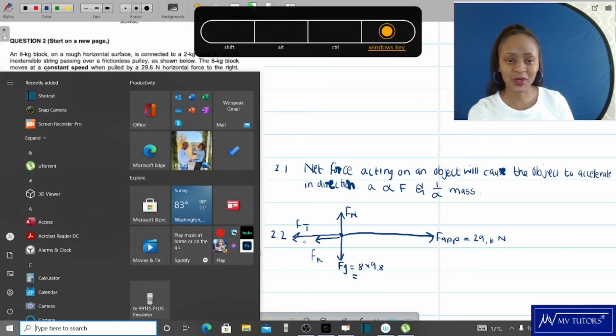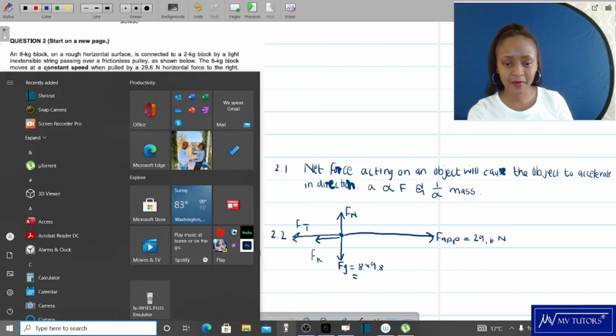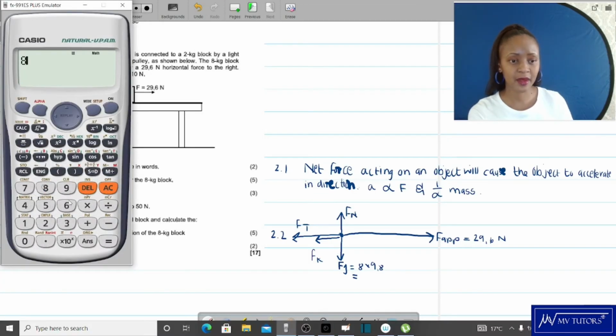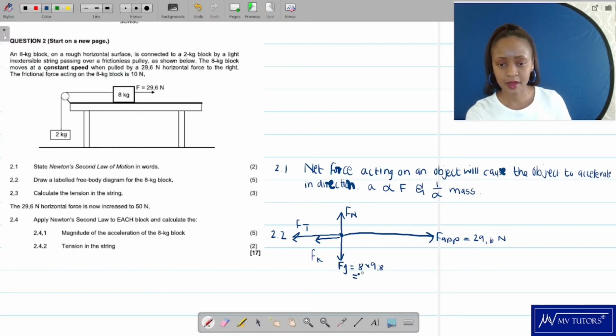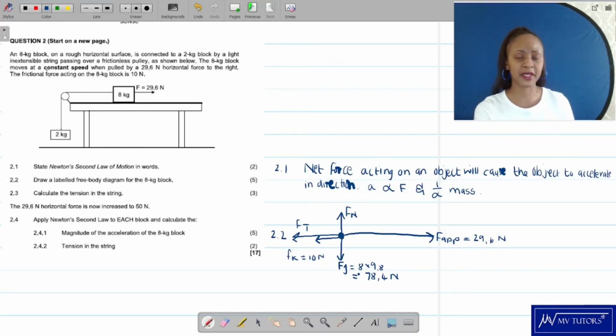So let's just calculate what 8 times 9.8 is. Okay, 8 times 9.8, and that is 78.4. So that is 78.4 Newton. And your friction force, well, they gave it to us, and that was given as 10 Newton. Yeah, so that is it, guys. That's a free body diagram. That's 5 marks, a nice 5 marks if you would ask me.